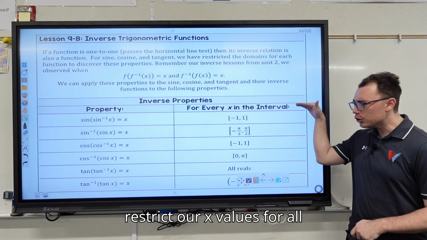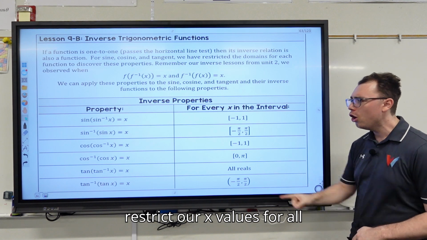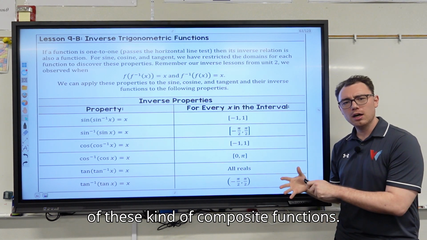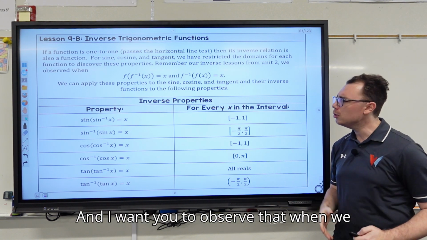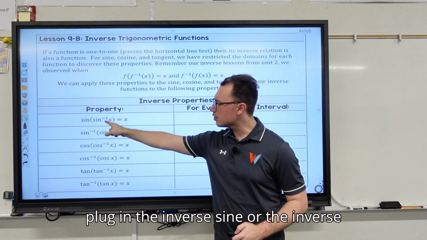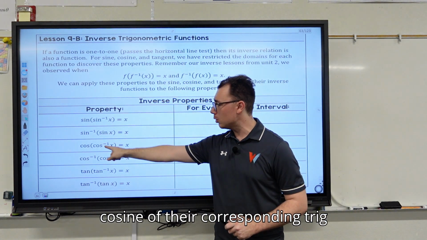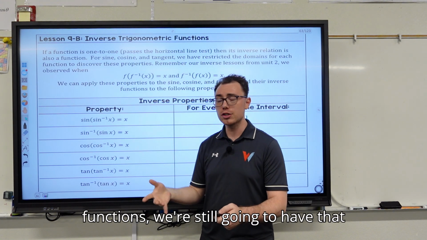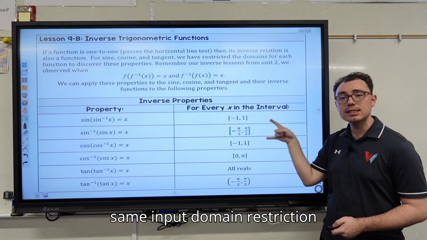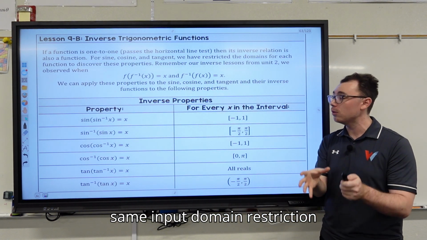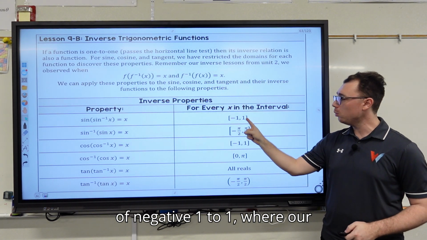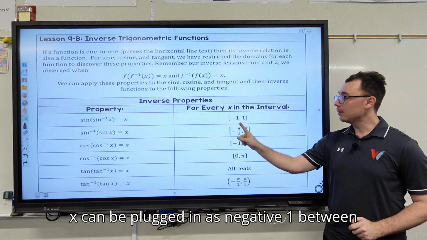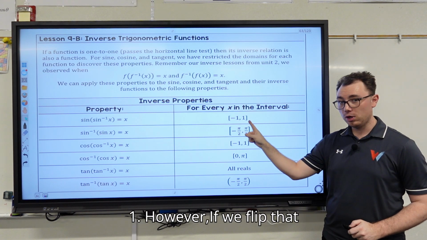We do want to restrict our x values for all of these composite functions, and I want you to observe that when we plug in the inverse sine or the inverse cosine of their corresponding trig functions, we still have that same input domain restriction of -1 to 1, where our x can be plugged in as -1 through 1.